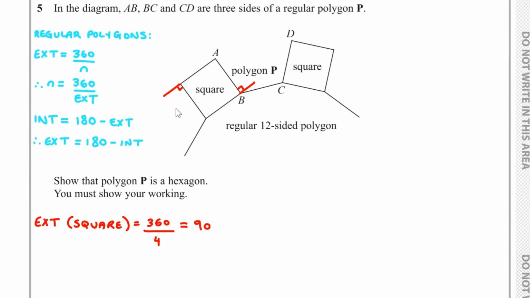Here we've got 90 degrees for the exterior angle of the square, and we can also show the same thing over here. Now we can also find the exterior angle of the 12-sided shape. The exterior angle of the 12-sided shape is equal to 360 divided by 12, which is 30. So we have 30 degrees for the exterior angle. So if I attempt to show this, here we've got 30 degrees. Here we have also 30 degrees.